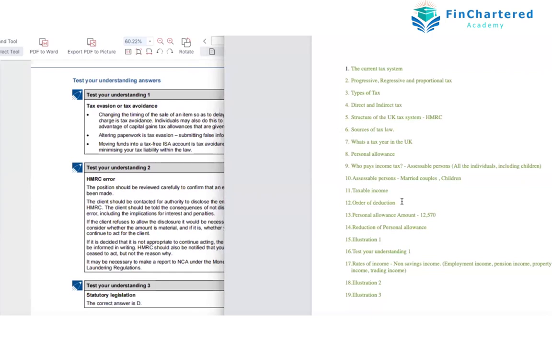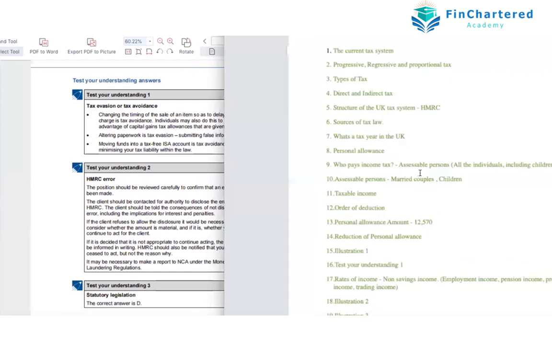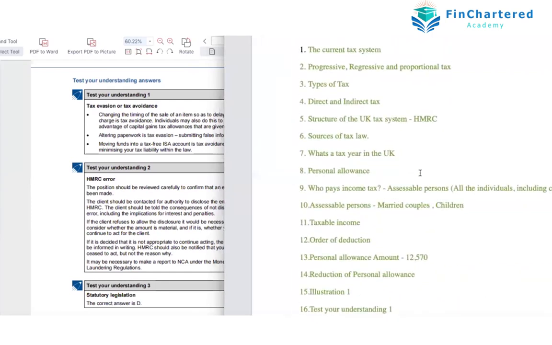So when it comes to the sources of tax, Aditya, can you tell me a little about the sources of tax? Statute law. The law, basically the law. Okay, then case law. These are the previous court decisions that were taken, based on which laws are made. These are basically the decisions that were taken in the previous court cases.